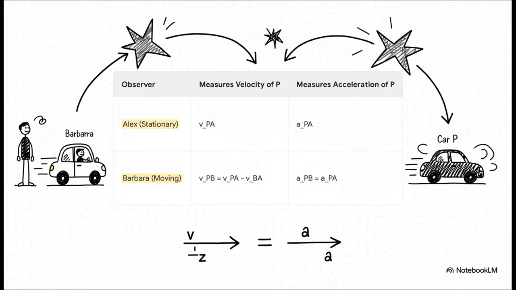All right, but what if you're the one who's moving? Let's look at this. We've got Alex, who's just standing still, and Barbara, who's cruising by at a constant speed. Now, if they both measure the velocity of that third car, car P, are they going to get the same number? Nope. Their measurements will be different. But, and this is the really cool part, as long as Barbara isn't hitting the gas or the brakes, they will both agree on the car's acceleration. It's a fantastic reminder that what we measure really does depend on our point of view, our frame of reference.